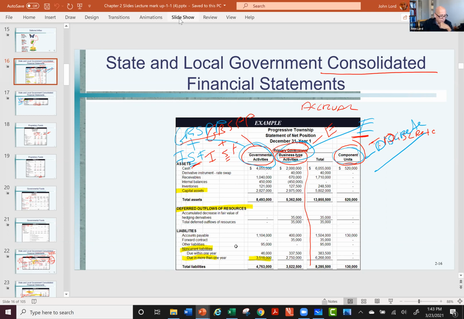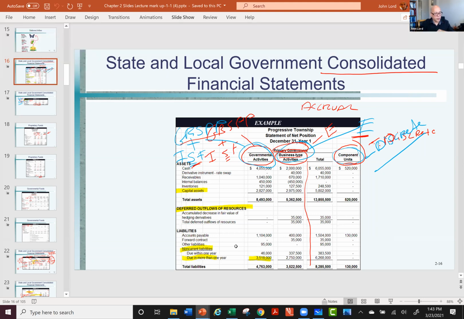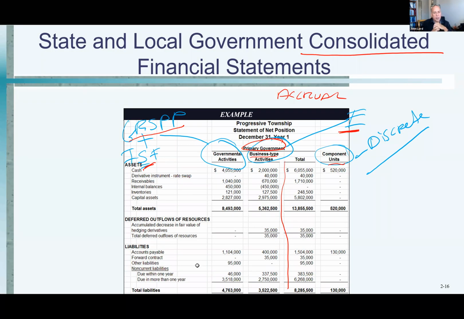But we had started chapter 2, and we did spend our time talking about the balance sheet, which is called the statement of financial position, excuse me, the statement of net position, for the government-wide statements. Okay, and some of the key takeaways from that discussion was that we would have what?